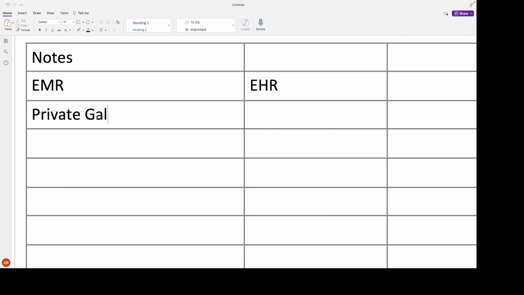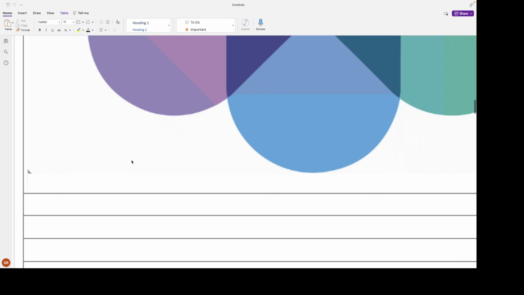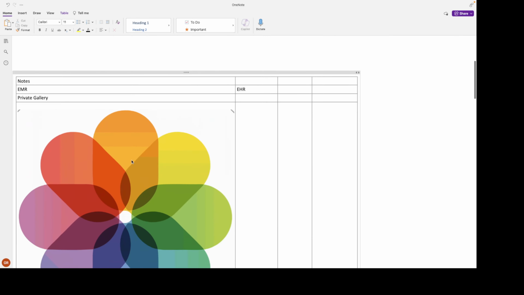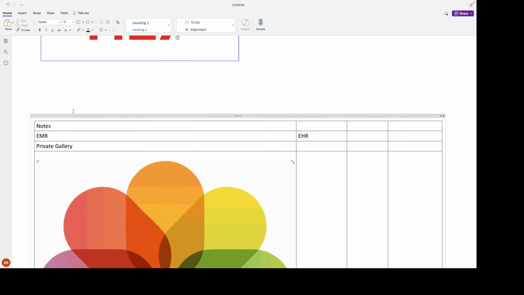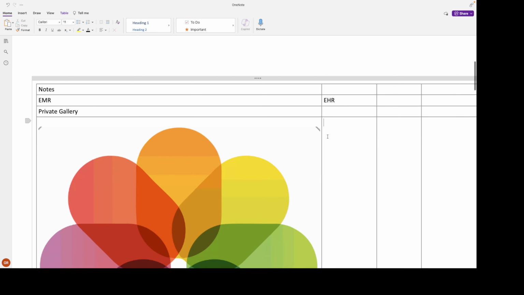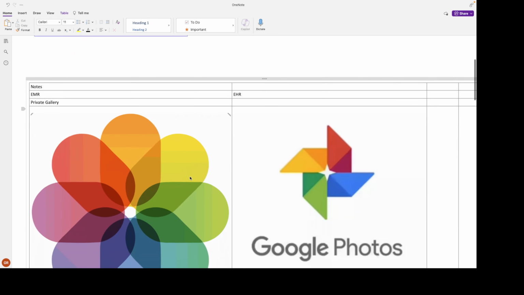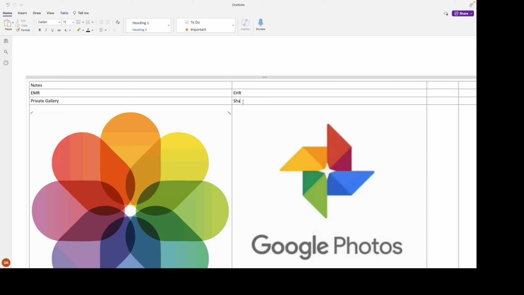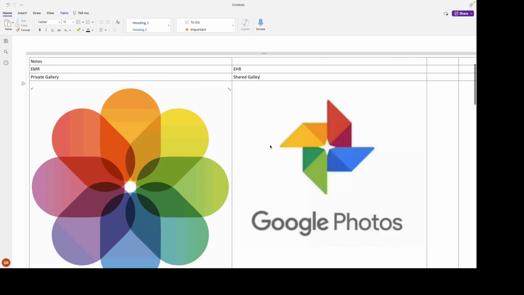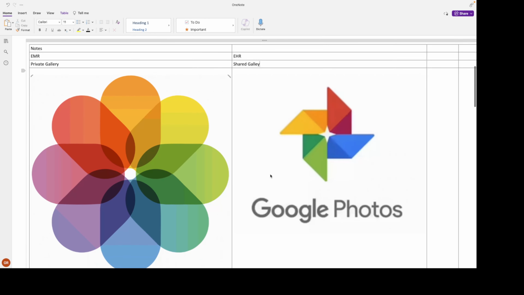So I'll take a picture, maybe copy one of the pictures over here. To resemble it in a better way, the picture was too big, but that's okay. So EHR is nothing but Google Cloud Photos or something which you generally use. This is the major difference between EMR and EHR. It's a shared gallery. If you are trying to upload something in your Google Photos or iPhone iCloud or anything, everything is shared.